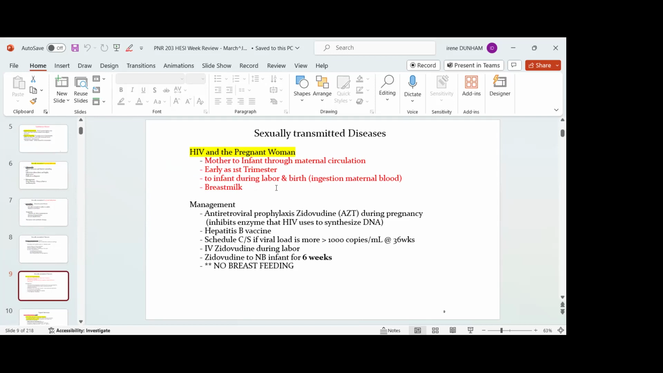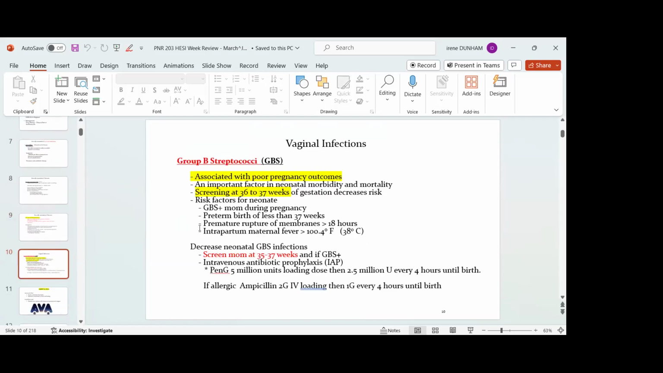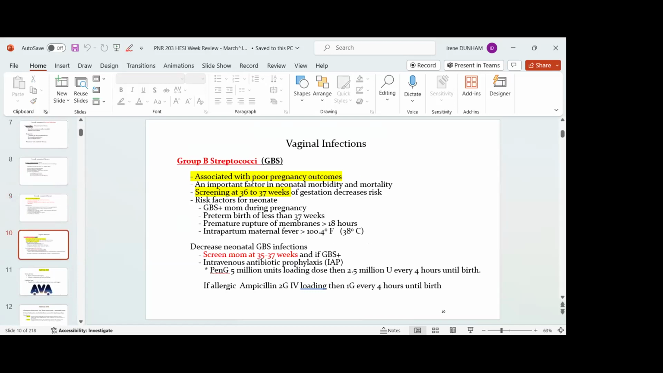It is passed through to the infant through labor and birth. And then she cannot breastfeed because the HIV virus goes right through to the breast milk. So what we do is we put them on the AZT therapy during pregnancy. We try to keep it under control. And then again, of course, we say no breastfeeding.